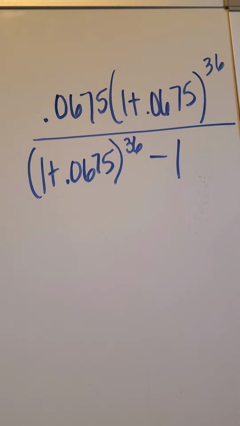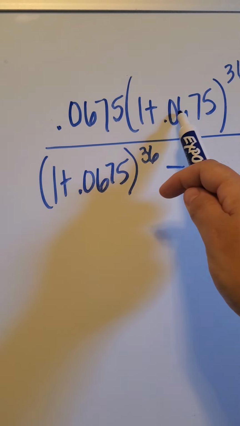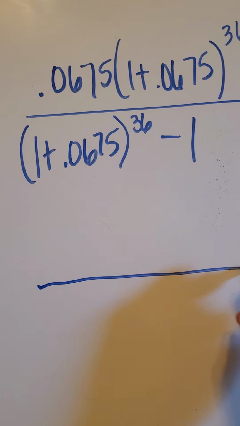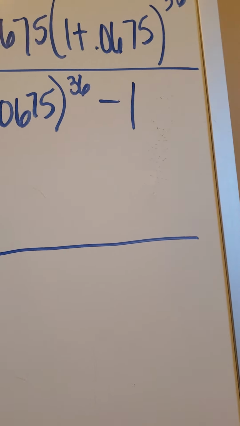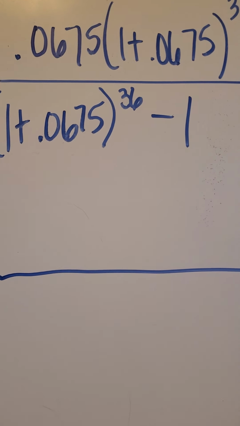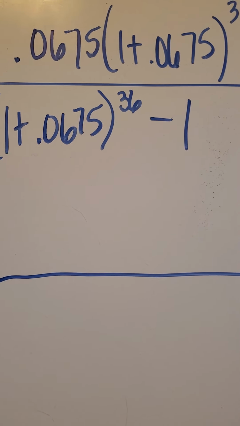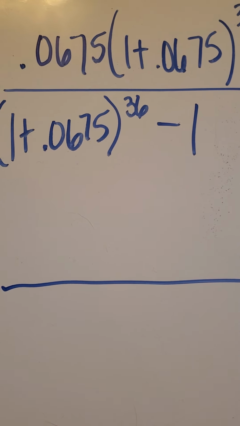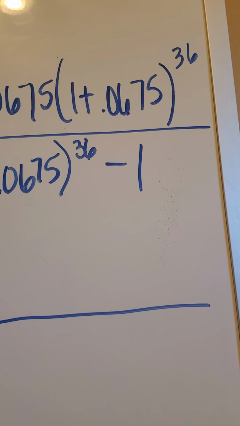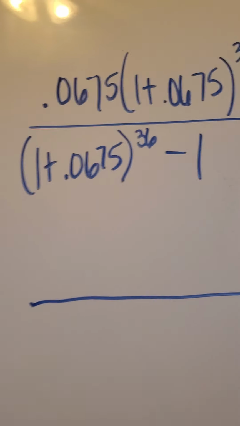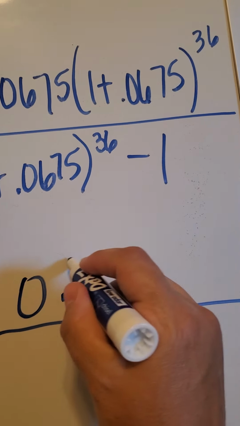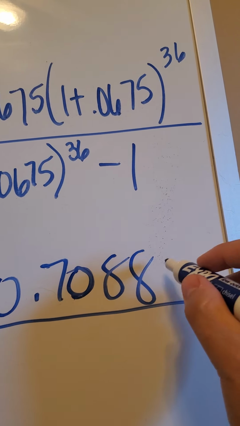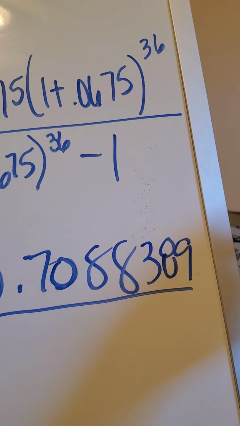So what I would do is put this whole top part in my calculator and get an answer, okay? So let me do that. Bear with me as I get my calculator turned on here. 0.0675 times 1.0675 raised to the 36, right? And I get 0.7088389, and so on, okay?